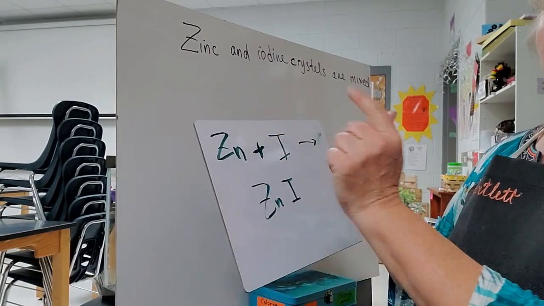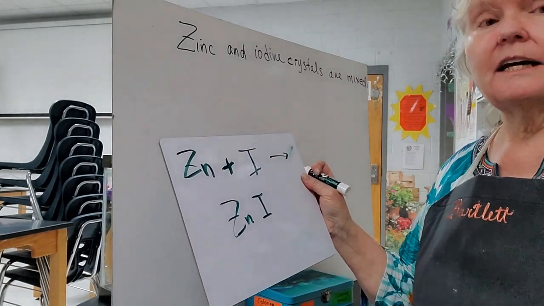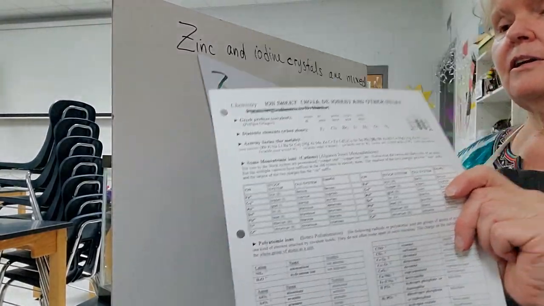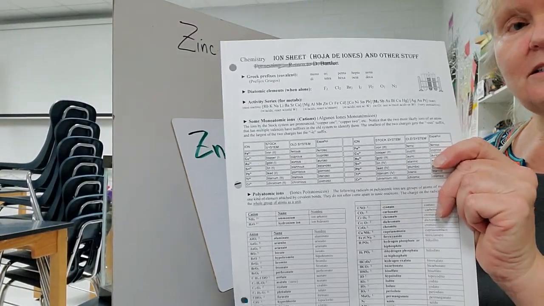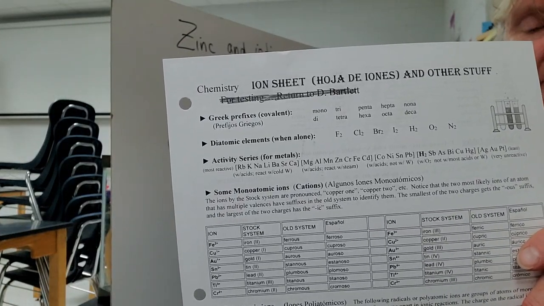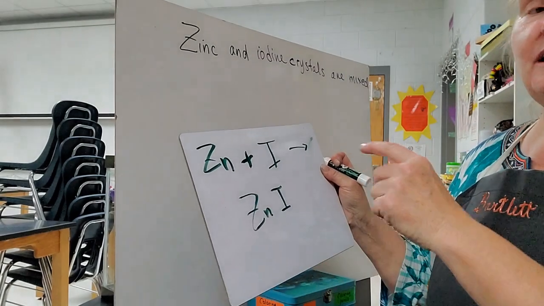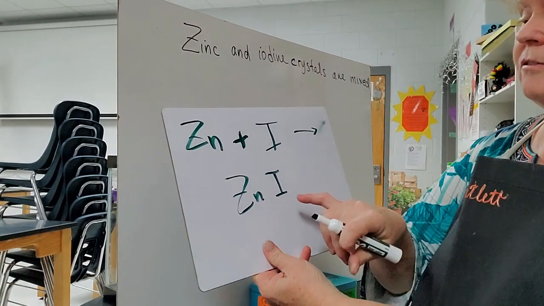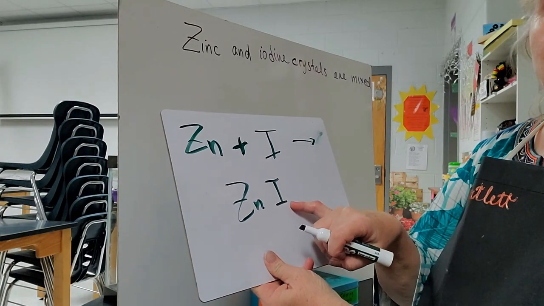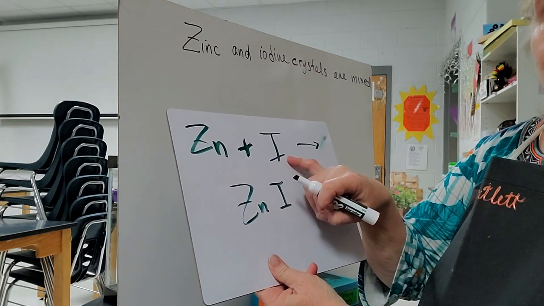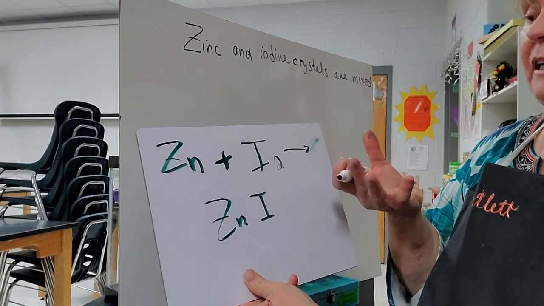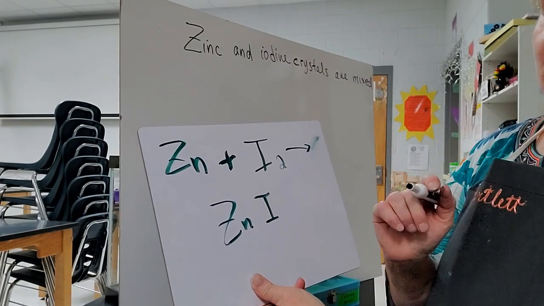ZnI. Okay, two things we need to check. One is diatomics. Diatomics are on this list at the top. Zinc is not on my list of the seven diatomic elements. I do see iodine. That means that when iodine is by itself, it is diatomic, but over here it's not by itself, it's in a compound. So we do not do diatomics when it's in a compound, only when it's by itself. Diatomic means that it has two atoms. Zinc's not on the list, so I don't worry about it.